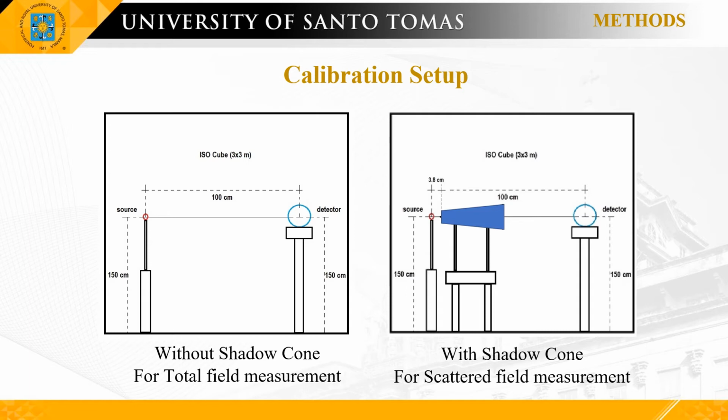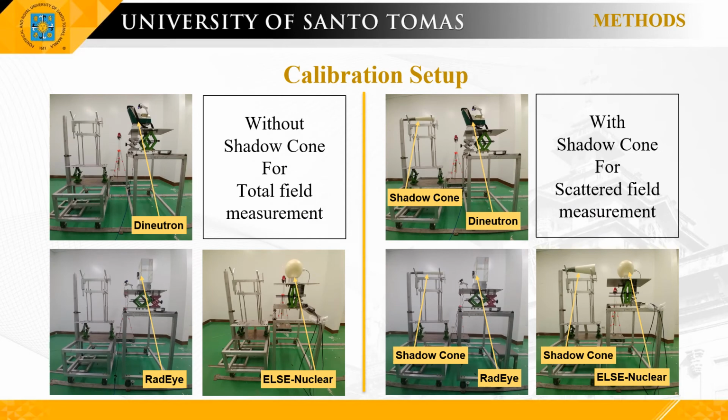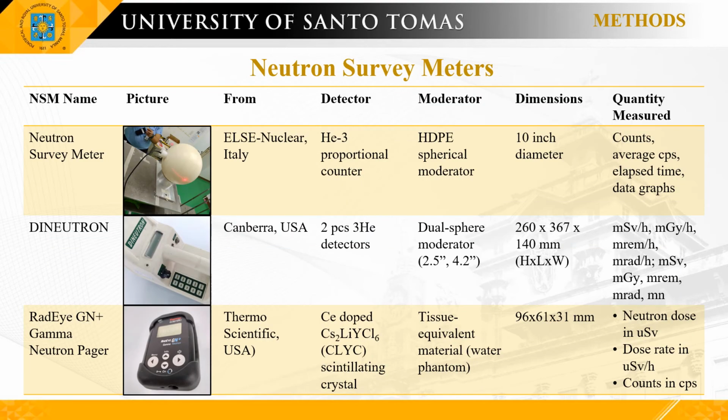The left figure shows the calibration setup without the shadow cone for total field measurement, and the right shows the setup with the shadow cone for scattered field measurement. These are some pictures showing how the calibration setup is configured in the BNRI SSDL Neutron lab. The left side shows pictures for total field measurement, and the right side shows pictures for scattered field measurement. The upper left picture shows the DI Neutron setup. The lower left shows the Radii setup, and the lower right shows the ELSA Nuclear setup. So far, we have three survey meters on study.